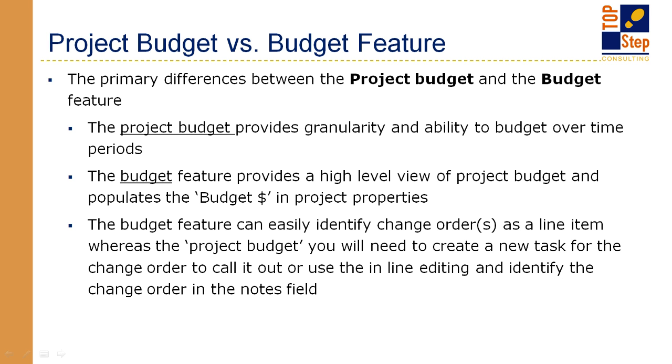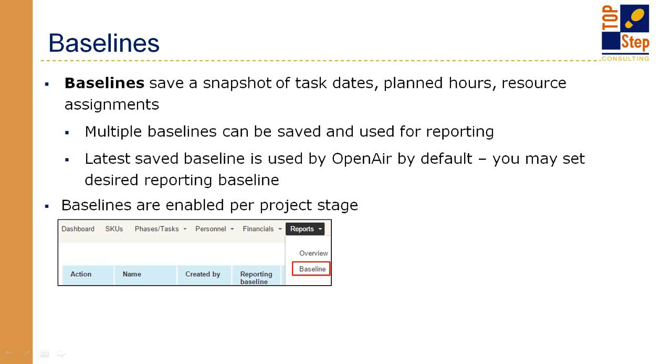All right, the next piece is baselines. A lot of folks don't use baselines, maybe because they're not quite sure what it means, or they just haven't looked at the functionality. But baselines are nice. They're very simple. You can go in, click create a new baseline, and what it does is take a snapshot of your tasks, your planned hours, and your resource assignments for that given time period. So you can have multiple baselines. Only one can be your reporting baseline, and that's typically your last saved baseline. But you can select whatever baseline you want to be your reporting baseline. You can compare baselines against each other.